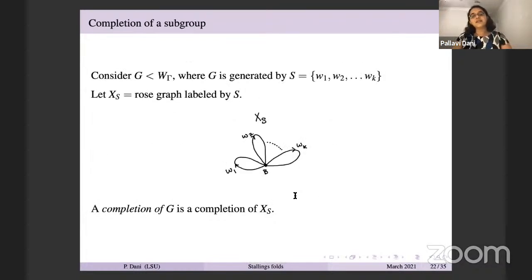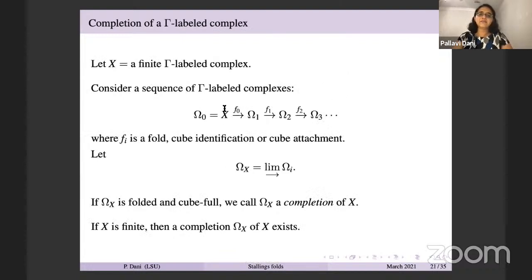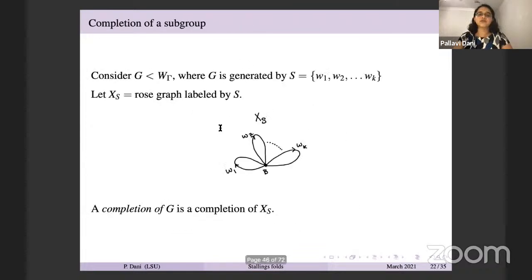Okay, so how do you associate it to a subgroup? Well, let's go back. This is very similar to what we did in the case of the free group. If you have your right angle Coxeter group W gamma and a subgroup generated by some finite list of words, then you just do the rose graph just like we did in the other case. So your starting point in this completion sequence is the same rose graph. But the difference is that now you do folds as well as these other operations. And this object that we get at the end is the analog of lambda H that we had before.